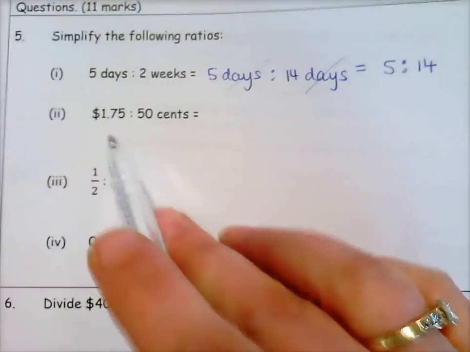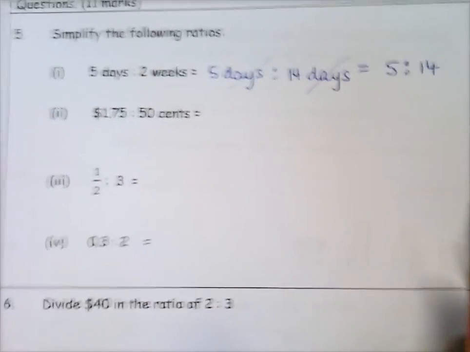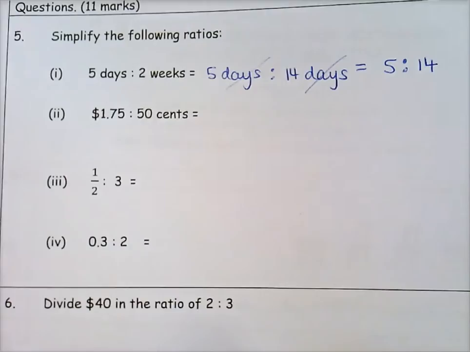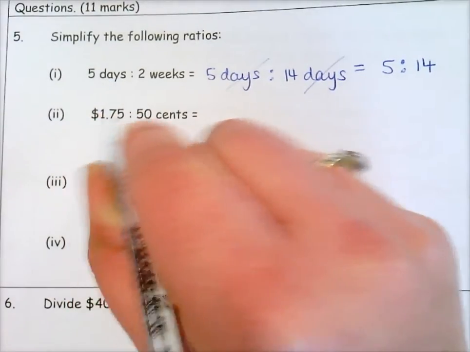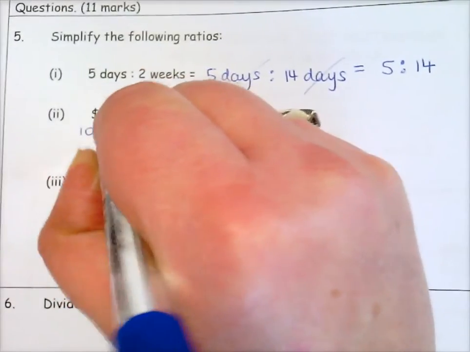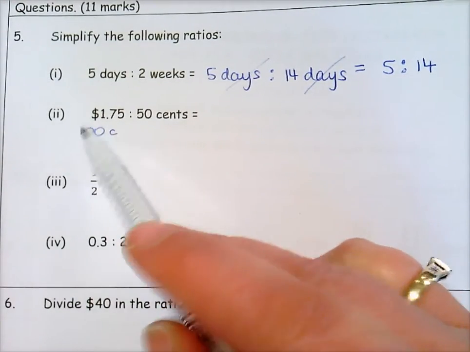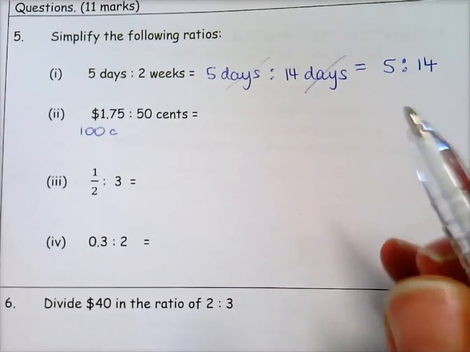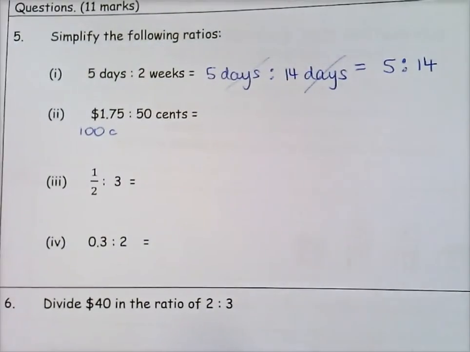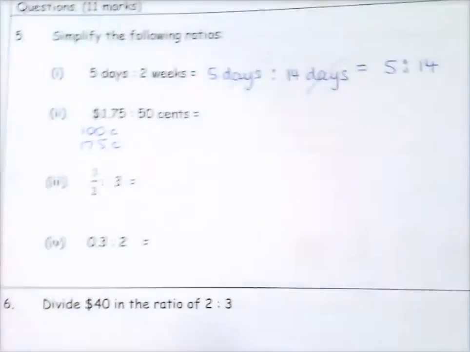All right? Now the next one, $1.75 is to 50 cents. They're not both in the same units and they need to be the same units. How do you make up $1.75? What have you got in cents? What's $1 in cents? 100 cents. And how many cents is $0.75? How many cents do I have? If $1 is 100 cents, $2 is 200 cents. Yeah, I have 175 cents.